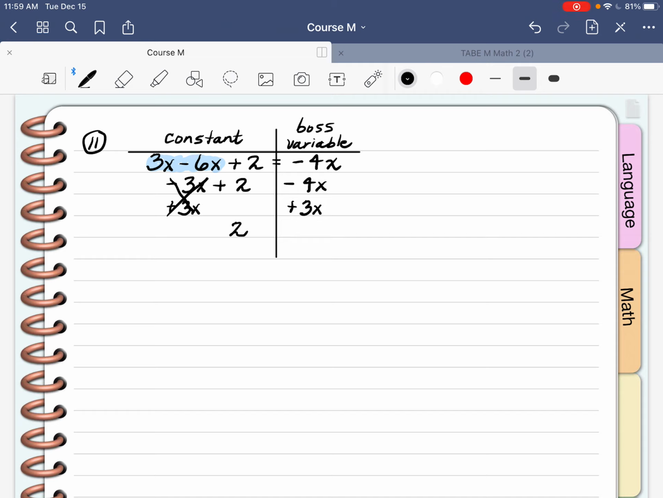So I'm left with 2 on this side, positive 2 if you want to see that, and then a negative 1x on this side. Divide both sides by the coefficient negative 1, and you come up with x left over here, negative 2. Standardize that solution so that you have x is negative 2.